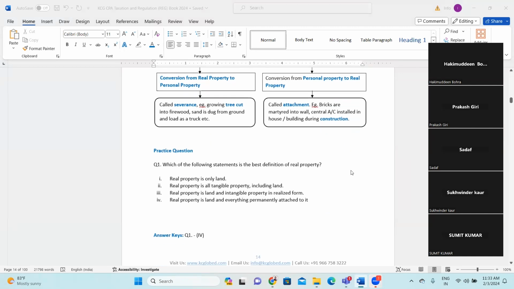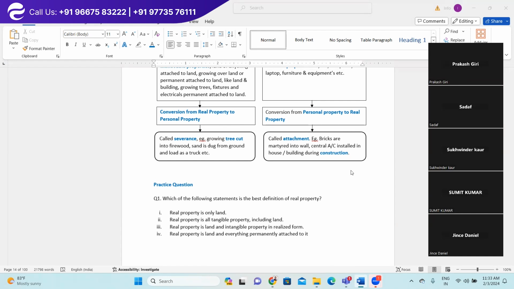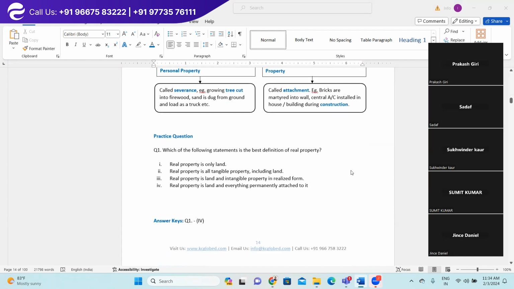Next is, oh, there's a small question over here. Okay, let's do this question. Which of the following statements is the best definition of real property? First, real property is only land. Second, real property is all tangible property, including land. Third, real property is land and intangible property in realized form. And the last one, real property is land and everything permanently attached to it. Which option is correct? Option 4, the last one. Right, you all are right.